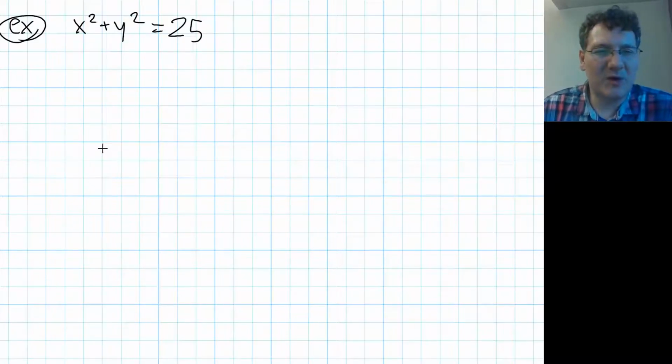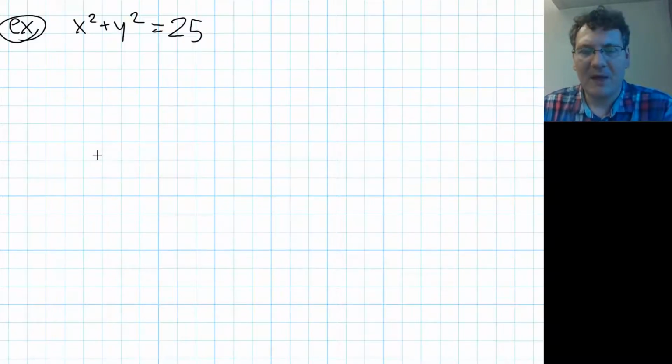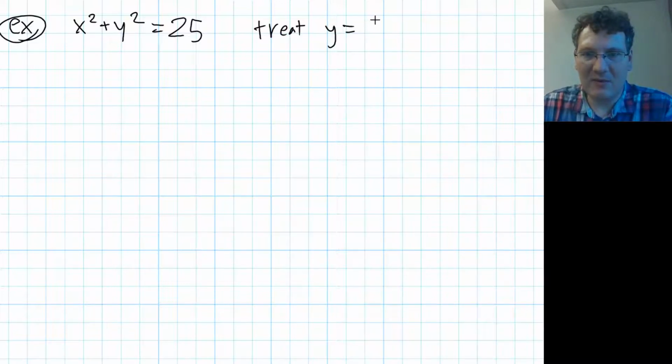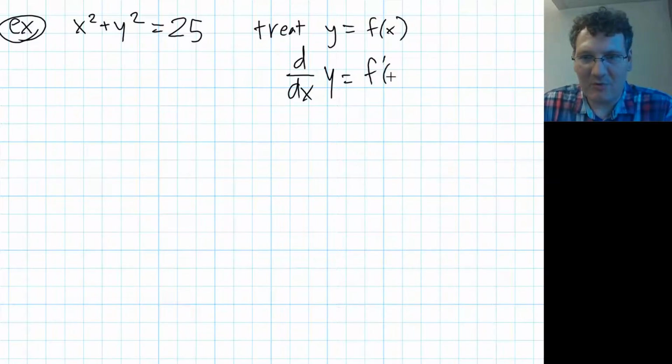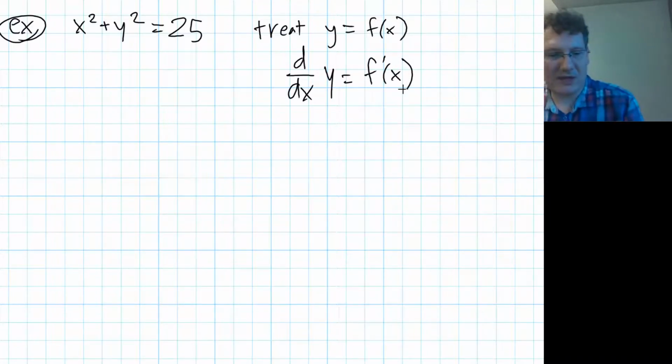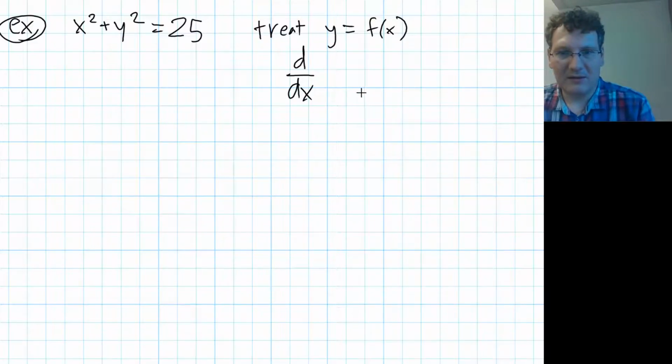All right, let's take x squared plus y squared equals 25. Now, I'm going to treat y as some function of x. I'm not going to be writing out that y as a function of x, but when I take its derivative, I'm going to treat it like that. So the derivative of y, d over dx of y, is going to be some f prime of x, right?